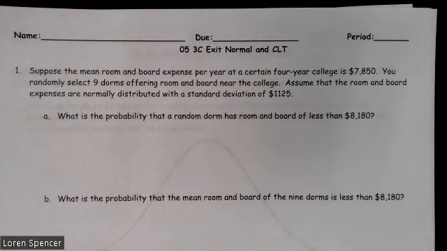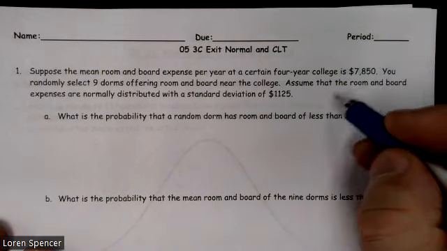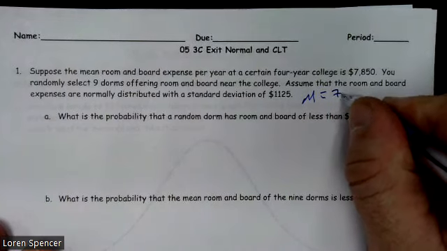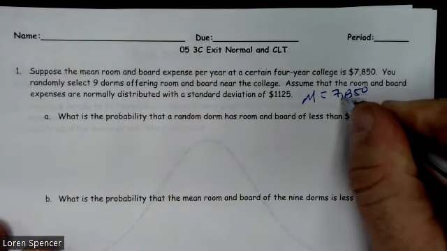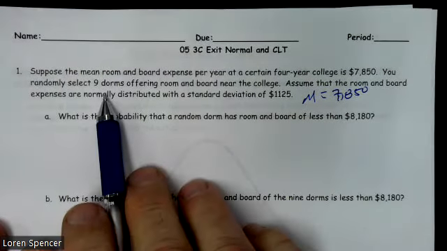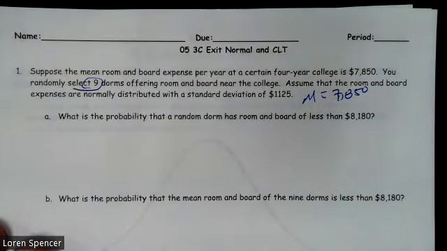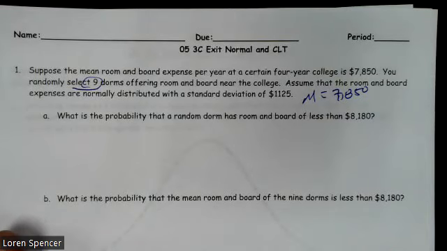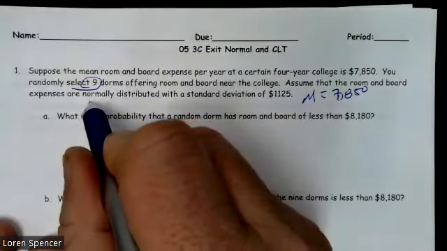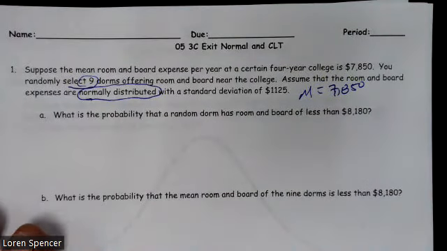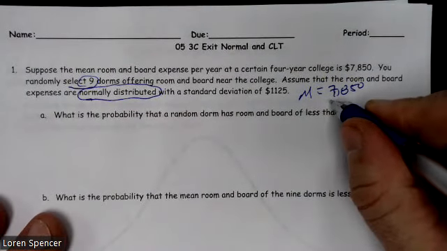Suppose the mean room and board expenses per year at a certain four-year college is $7,850. So we know that that's important. So our mean is 7,850. You randomly select 9 dorms offering room and board near the college. Assume that the room and board expenses are normally distributed. That means because they're normally distributed, we don't need to worry about sample size, with a standard deviation of 1125.